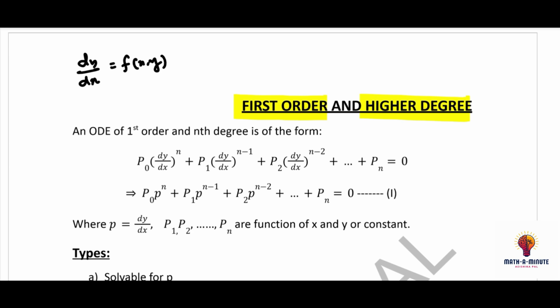we call it first order first degree, because there is only one first order derivative involved in this equation, and also the index value of this highest order derivative is 1. So we call this differential equation first order first degree. But suppose there is a differential equation which is first order but the degree is not equal to 1.